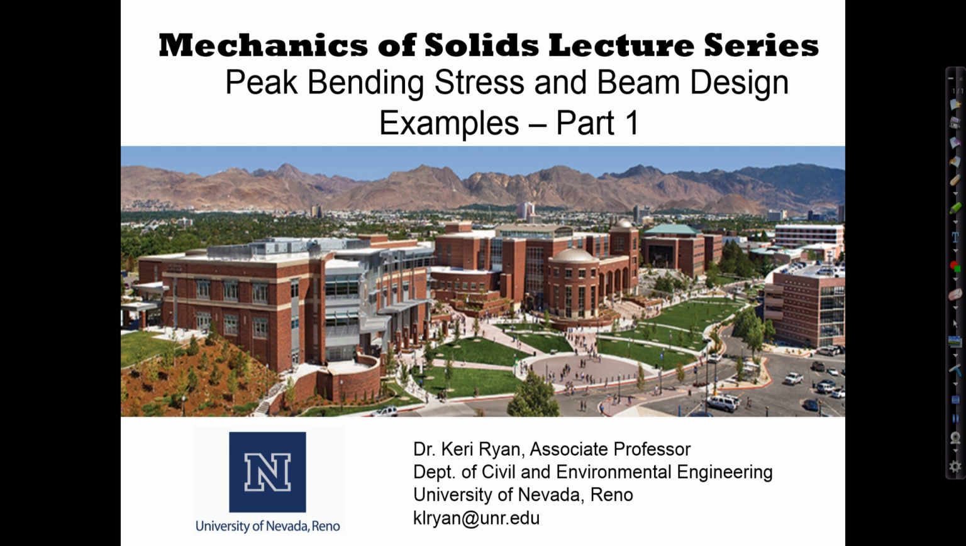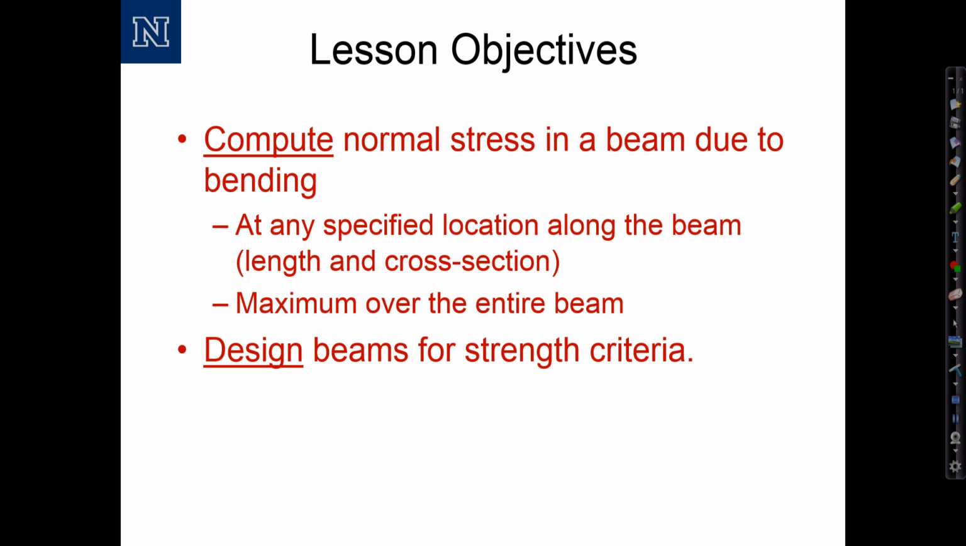In this next series of videos, we're solving for peak bending stress, and we'll also look at a beam design problem. The lesson objectives are to be able to compute the normal stress in a beam due to bending at any specified location along the beam and anywhere over the cross-section. And based on this, we should also be able to identify where the maximum stress occurs and calculate it. Finally, this leads to another type of problem, which is to design beams based on strength criteria.